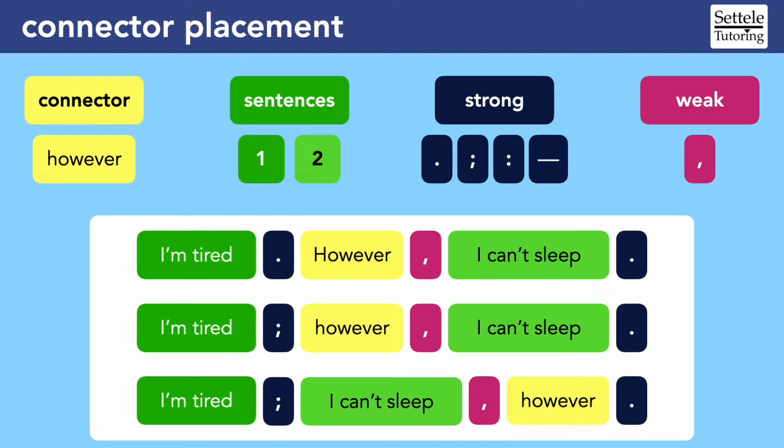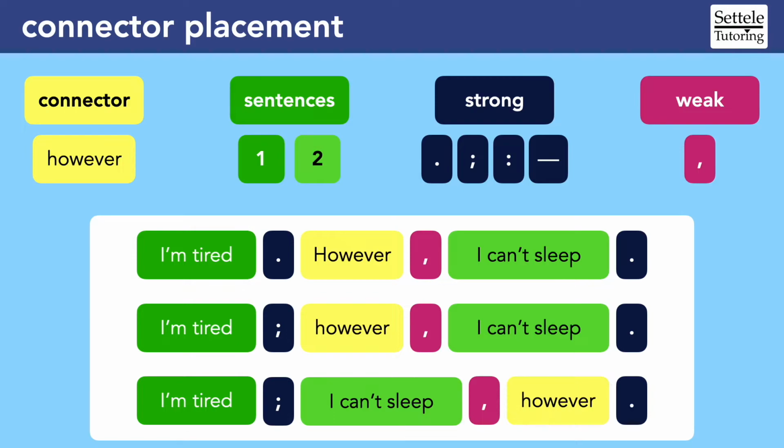We can see that we have two independent clauses that could exist as separate sentences. First, I'm tired, and second, I can't sleep. To separate these two independent clauses, we need some sort of strong punctuation mark. Then the however is connected to the second sentence with a comma. The first example is probably how you would write these sentences, literally as two separate sentences with a period in between. But remember that a semicolon is the exact same thing as a period, so the second example is basically the exact same thing as the first example.